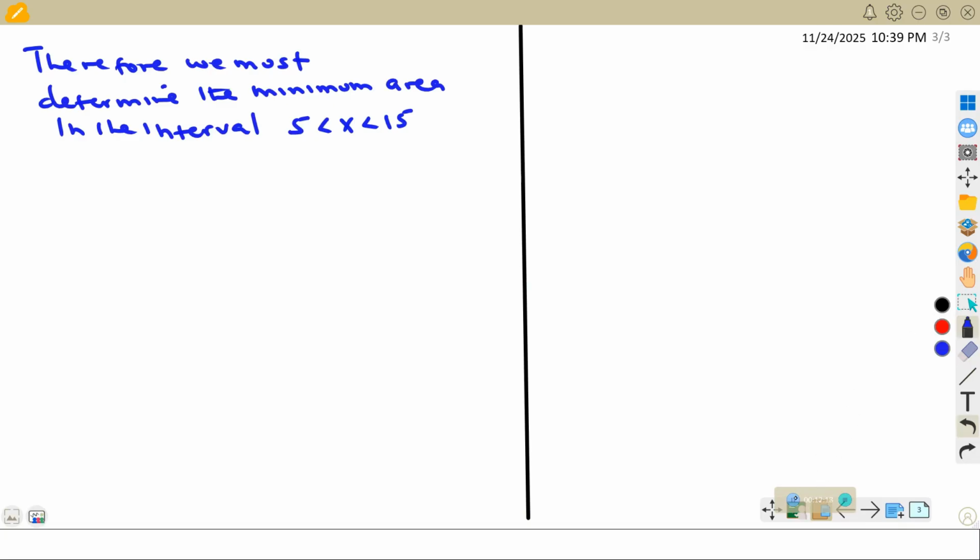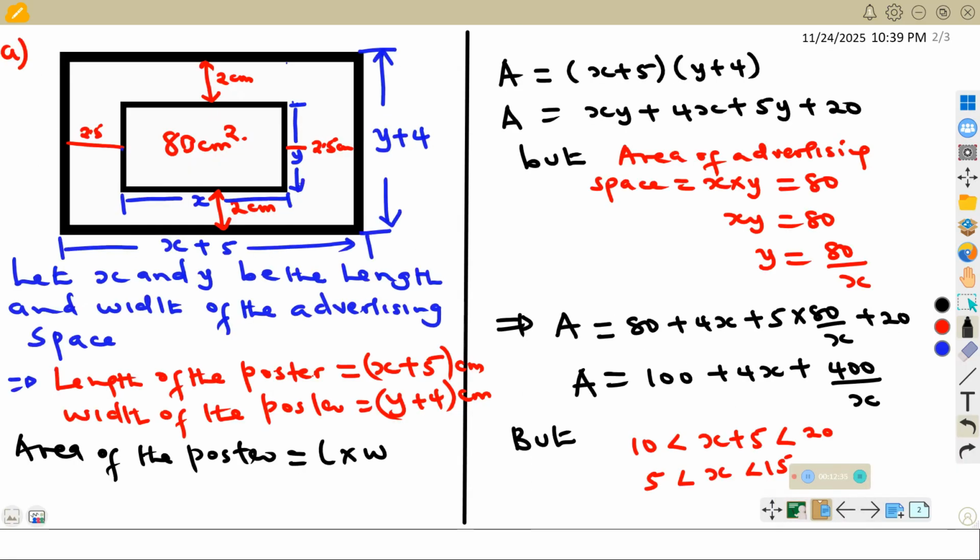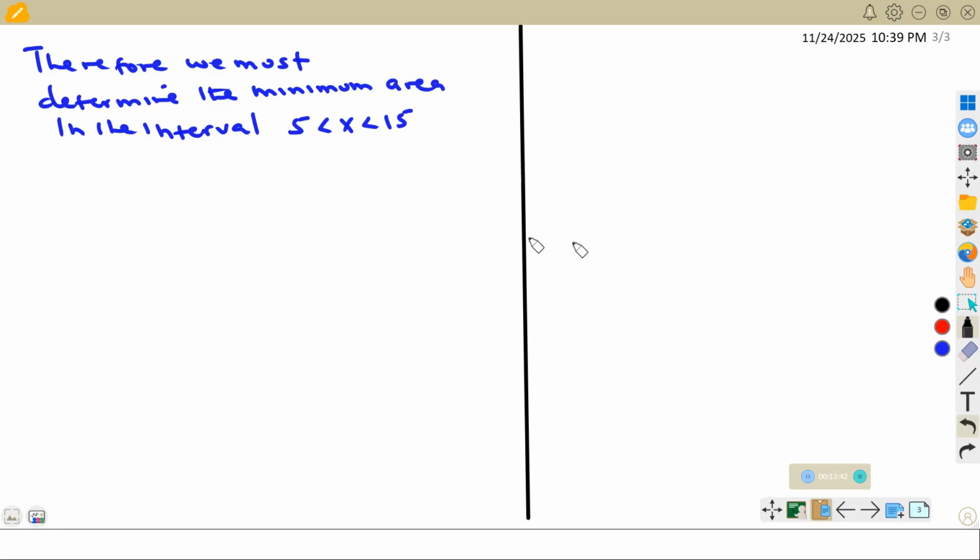So how best can we minimize the area? Since we are to talk about minimizing the area, and we have our area as 100 plus 4x plus 400 over x, we shall first of all get the first derivative. So let us get the first derivative.